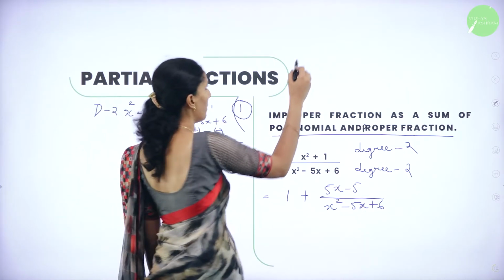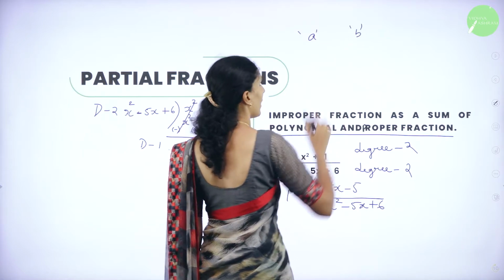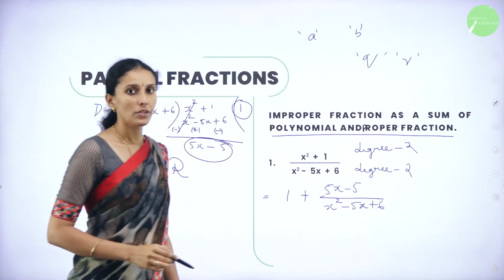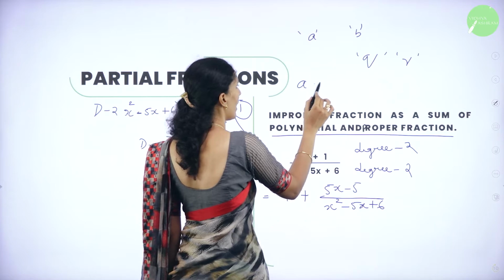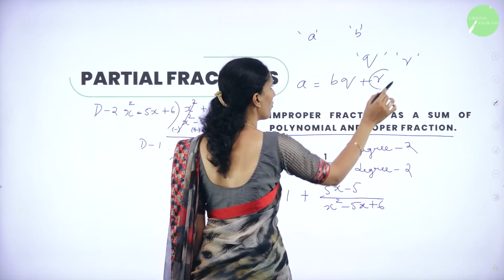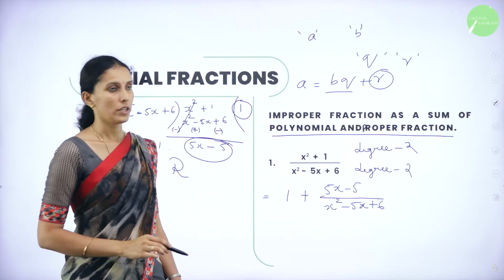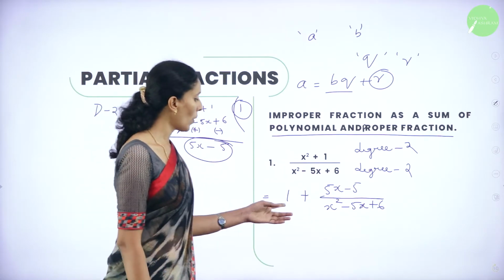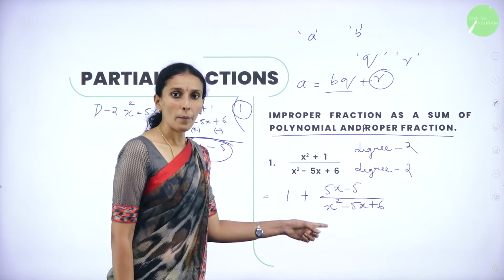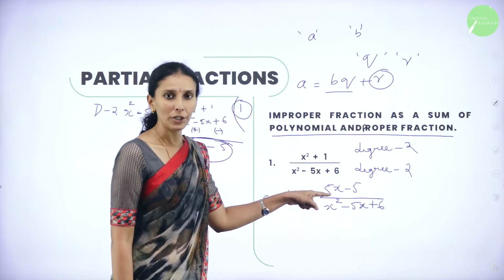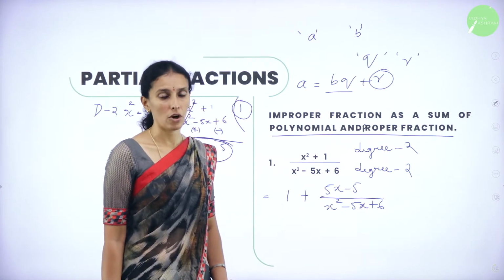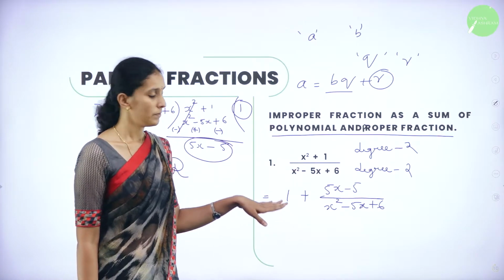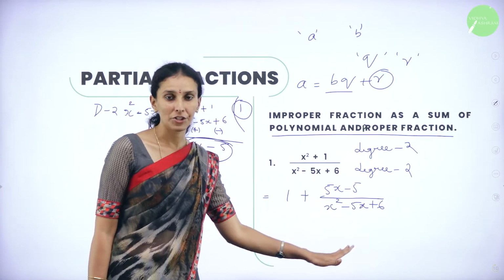That is, if you have two numbers a and b, and the quotient and remainder are given by q and r, how are you going to write a? As b into q plus r, a sum of the remainder and the product of the divisor with the quotient. In the same way, we have to express it as a polynomial and a proper fraction. So here 1 is a constant polynomial and this is a proper rational function. Why? Because the degree of the numerator is less than the degree of the denominator. So this is how we will express any improper fraction as a sum of a polynomial and a proper rational fraction.